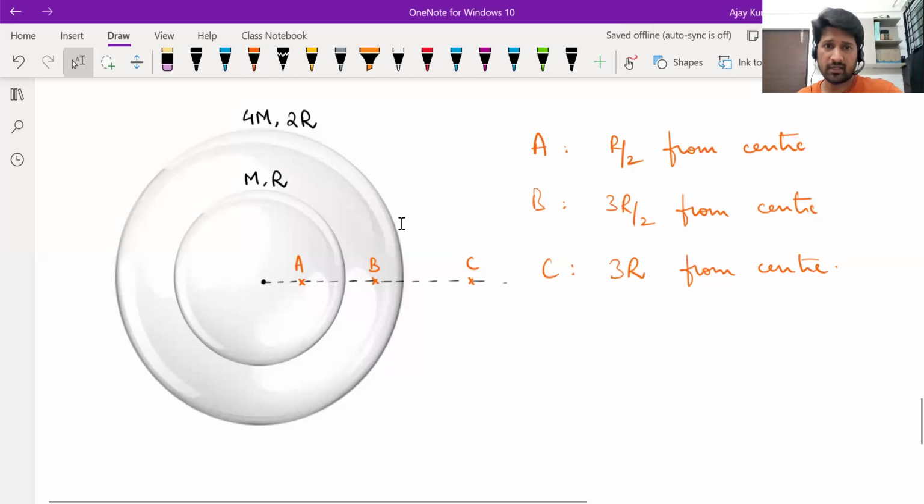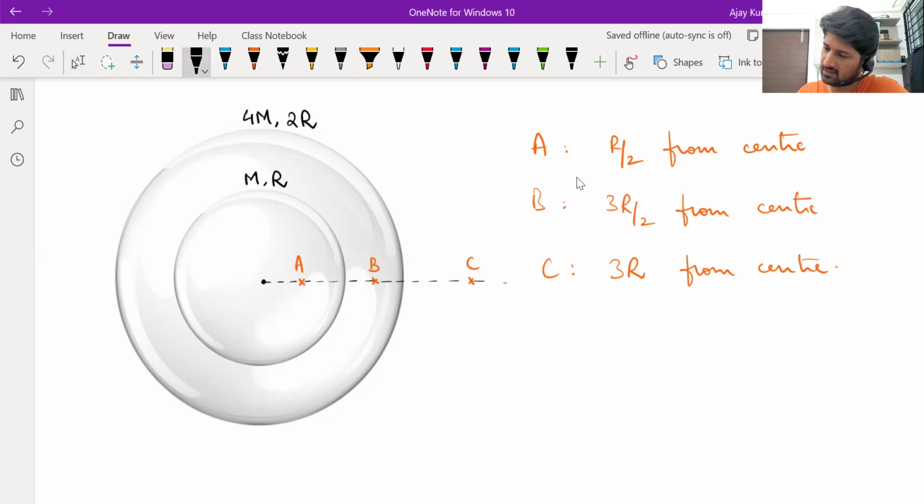Okay. Consider the point A first. At each of these points, we want the net gravitational field produced by both spheres. The idea is to find out the field produced by each sphere and add them as vectors. Now the point A is internal to both the spheres. The first sphere of mass m is not going to produce any field at A because it's a uniform sphere and the point is inside. The second sphere of mass 4m also is not going to produce any field at A. So the net field at A is 0.